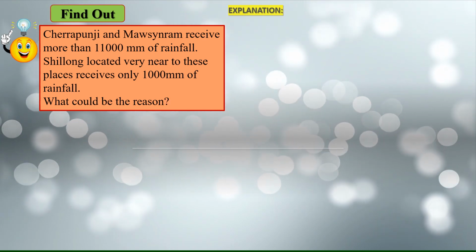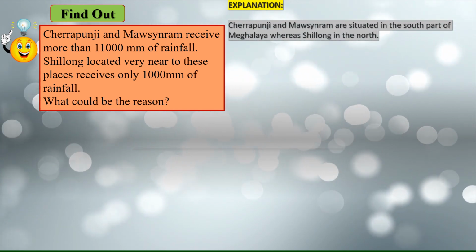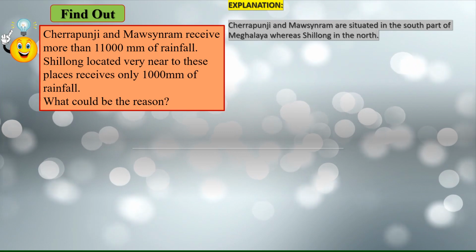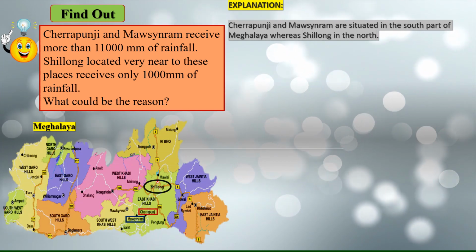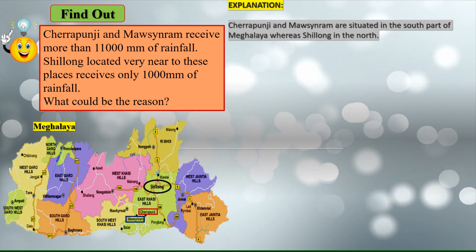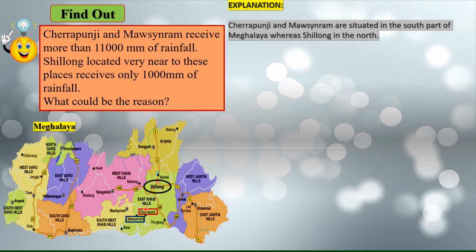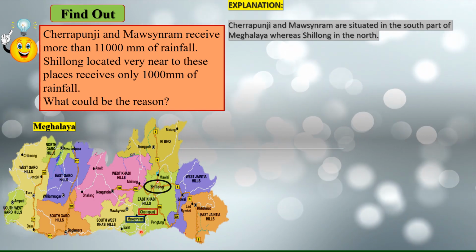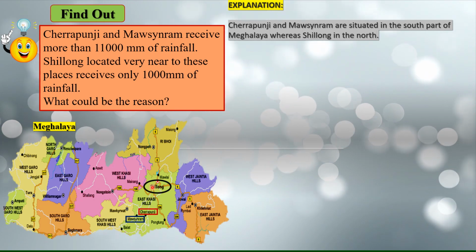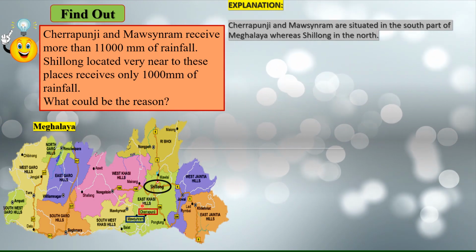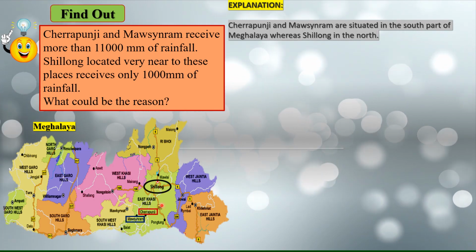Now, Cherrapunji and Mawsynram are situated in the southern part of Meghalaya, whereas Shillong is situated to their north. Let's have a quick look here. This is Mawsynram and this is Cherrapunji. They are located in the southern part of Meghalaya. To the north of this, we have Shillong. But between them, we have the East Khasi Hills.